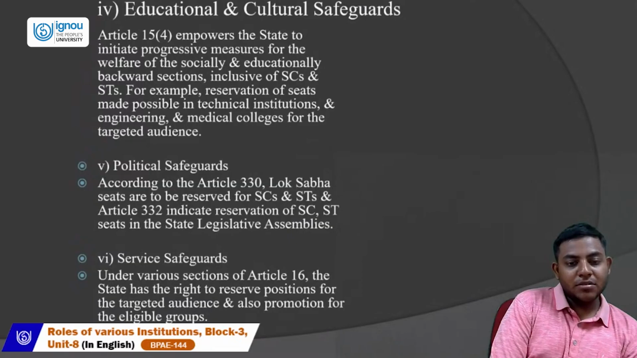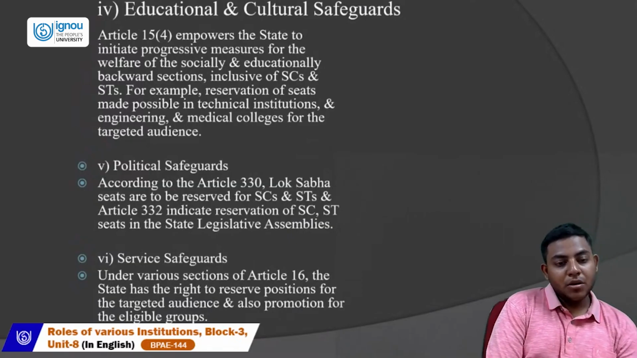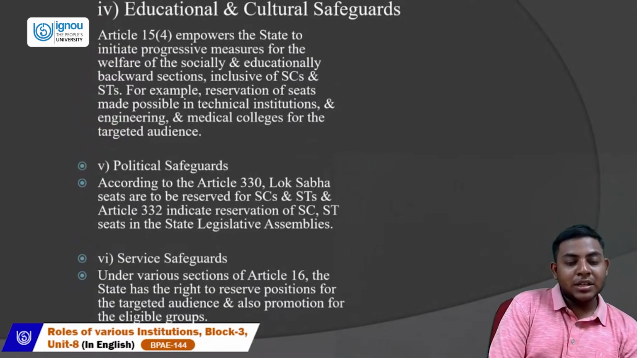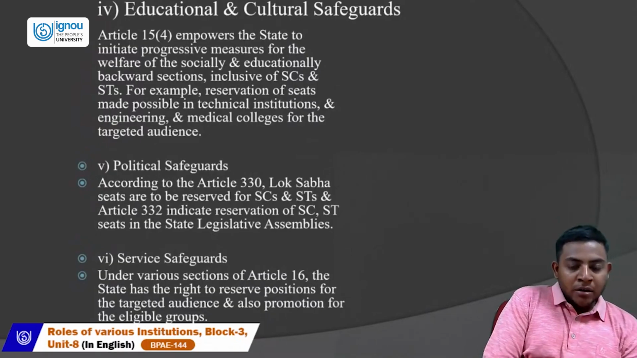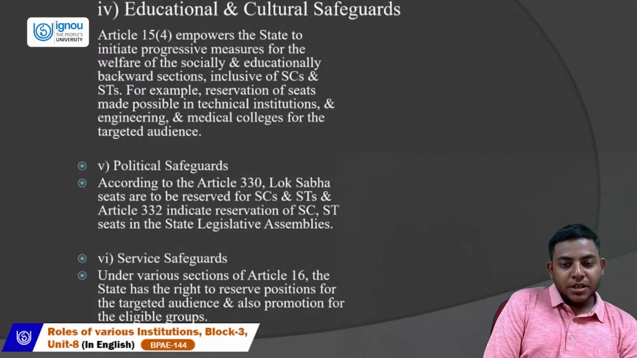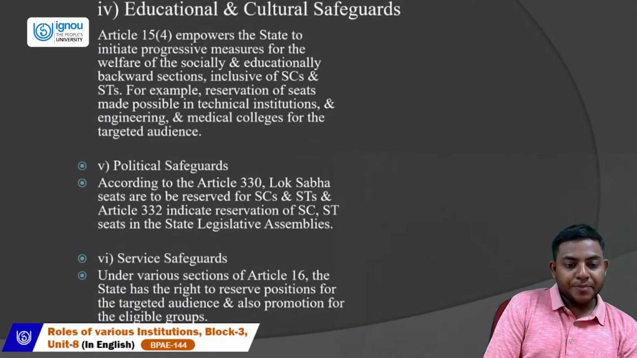Political safeguards: according to Article 330, Lok Sabha seats are to be reserved for scheduled castes and scheduled tribes. And Article 332 indicates reservation of seats for the scheduled caste and the scheduled tribe community in the state legislative assemblies as well.